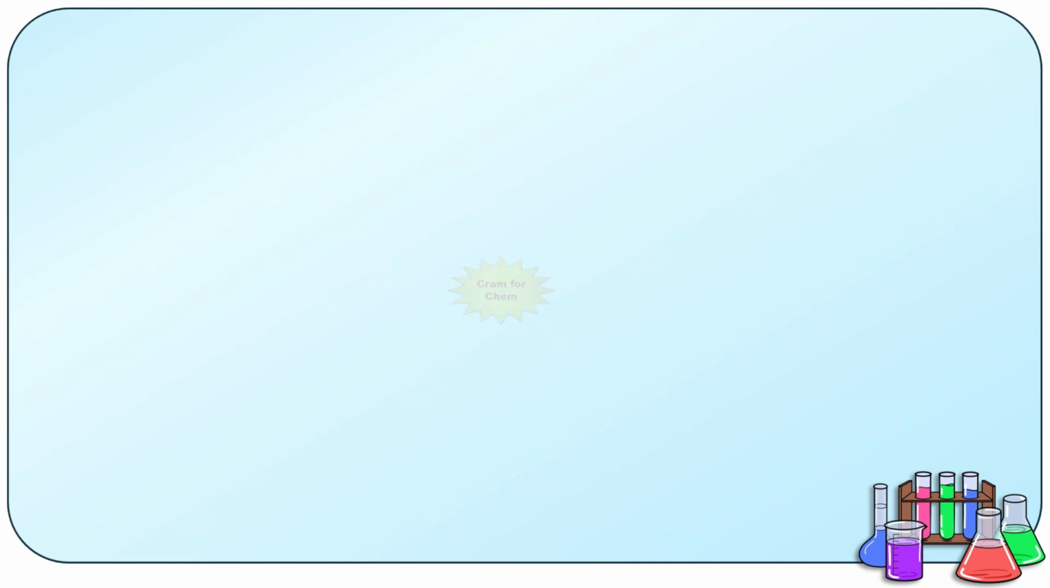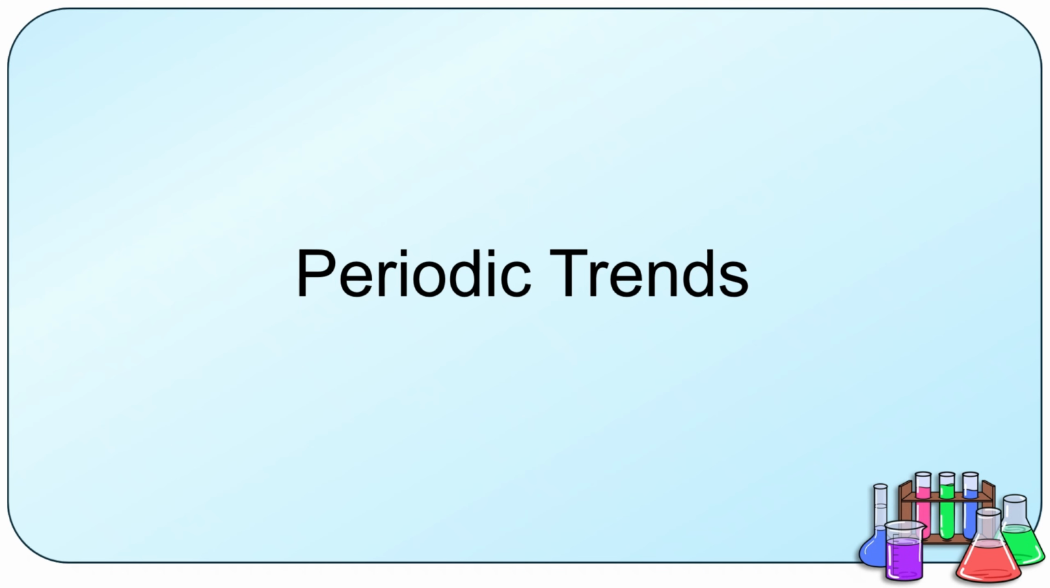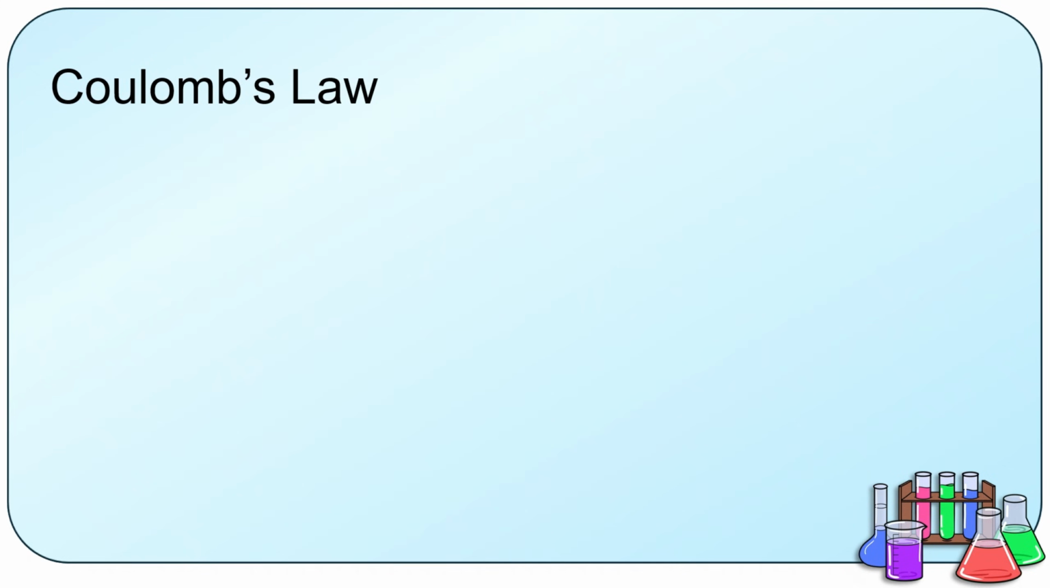Hi everyone, let's cram for chem and we'll study as much chemistry as we can in a short amount of time. In this video, we'll talk about periodic trends. As the name implies, we'll be focusing on the periodic table. Specifically, we'll be looking at the patterns on the periodic table. The theme for this topic will be Coulomb's law.